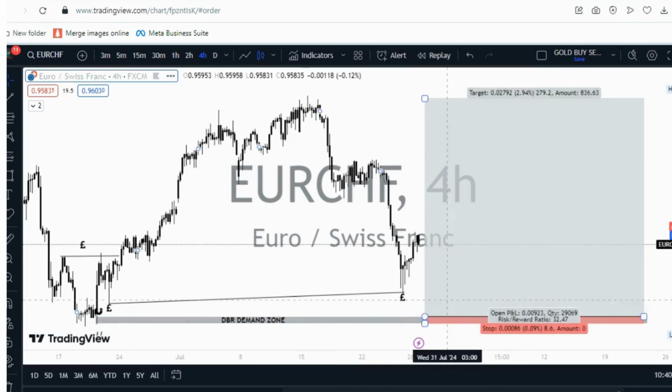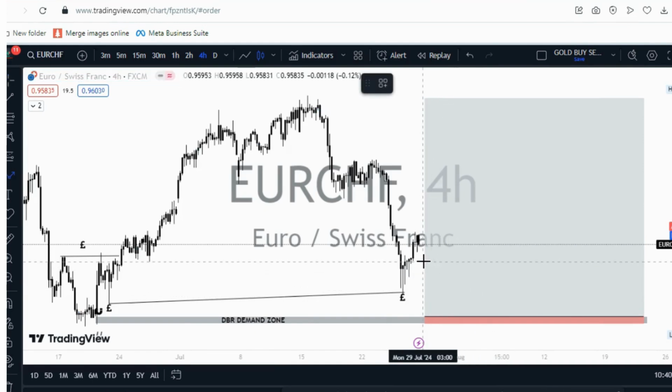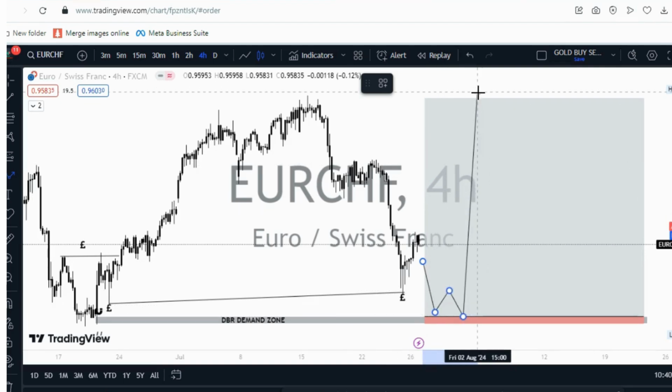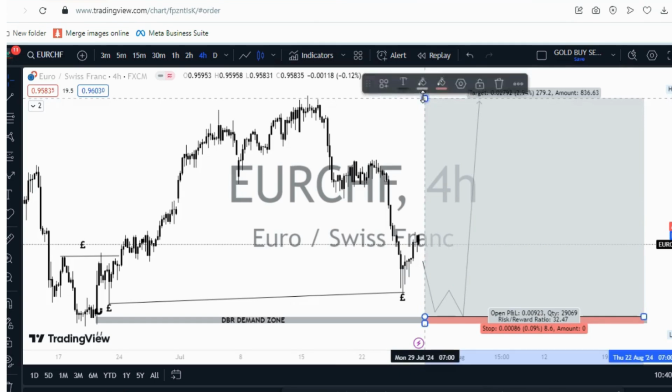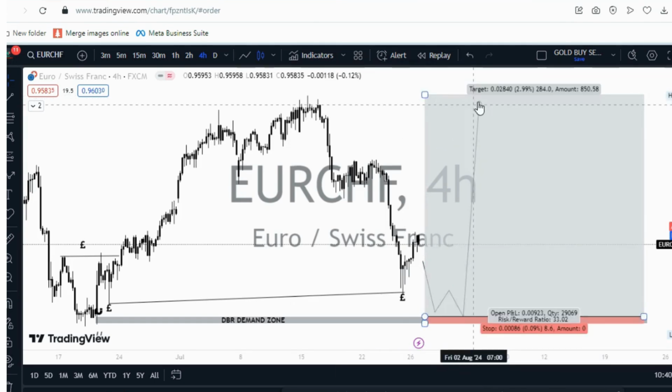And guess what? Right now, we just wait for the market to come into this area. And then once the market does that, guess what? We'll be ready to execute. Until then, we're just going to sit still and just wait for the market to come into our area.